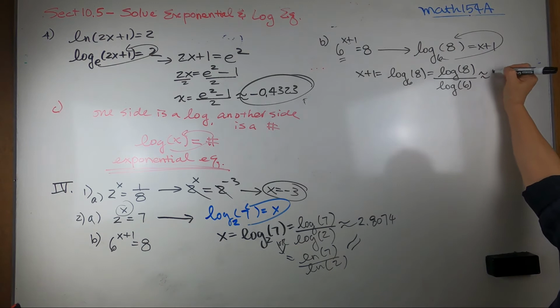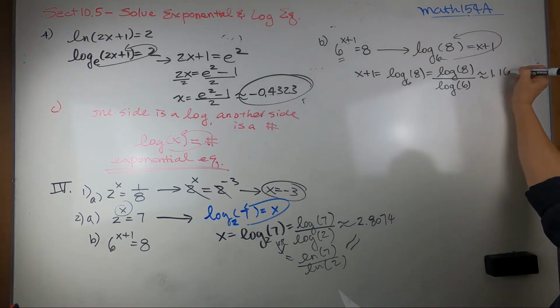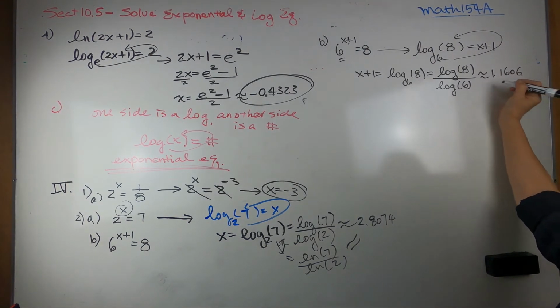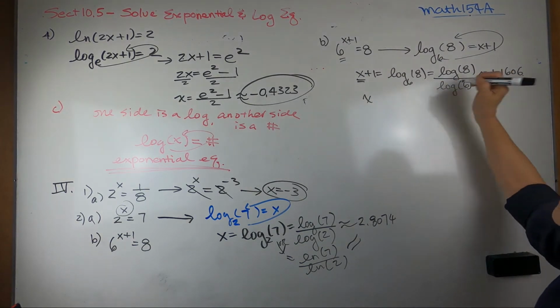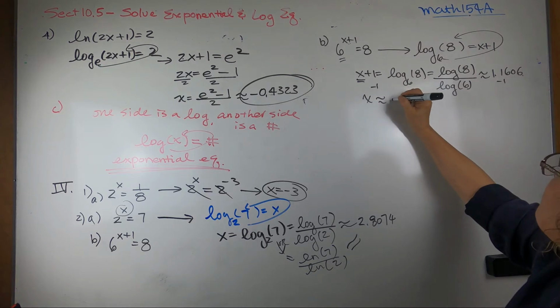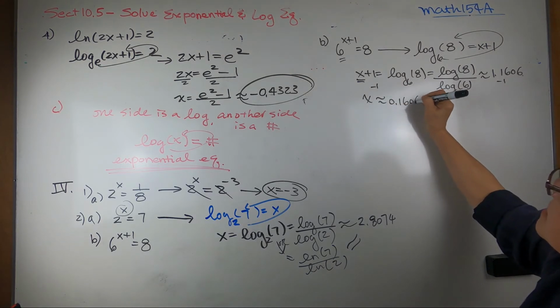Okay, it's about 1.1606. Then what's your x? Then minus 1, minus 1, minus 1. x is about 0.1606.